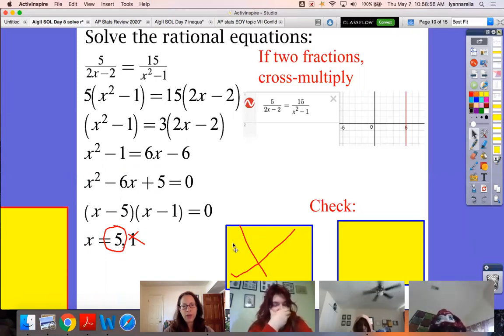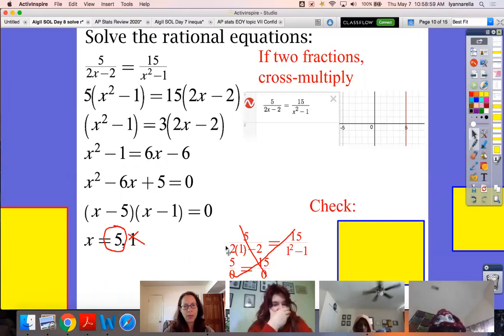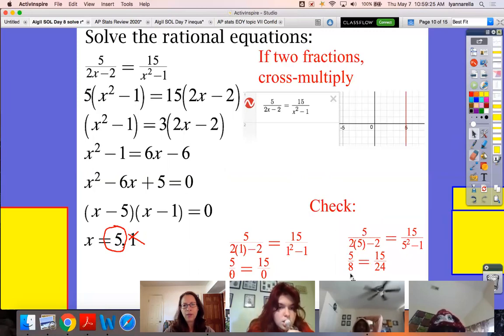So when I check the 1, I put a 1 in for this x and a 1 in for this x. Well, look, it gives me zeros in both denominators. You can see that both of my denominators have zeros. You cannot say undefined equals undefined, because that's not equivalent. Undefined doesn't equal anything. It doesn't equal itself either. So that means the 1 is extraneous. But when I put the 5 into these two x's, I get 5/8 equals 15/24, which is equivalent. So that one does work. So you had 1 extraneous and 1 correct.